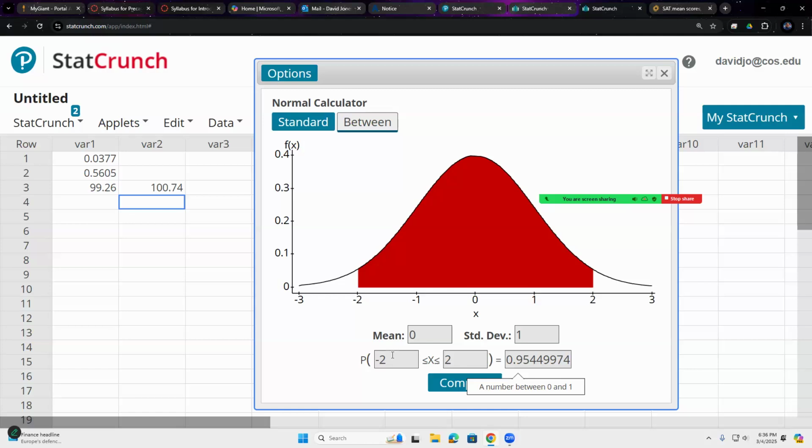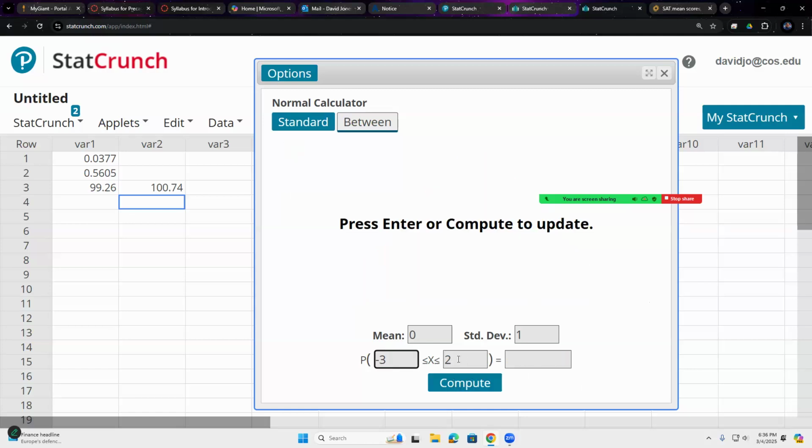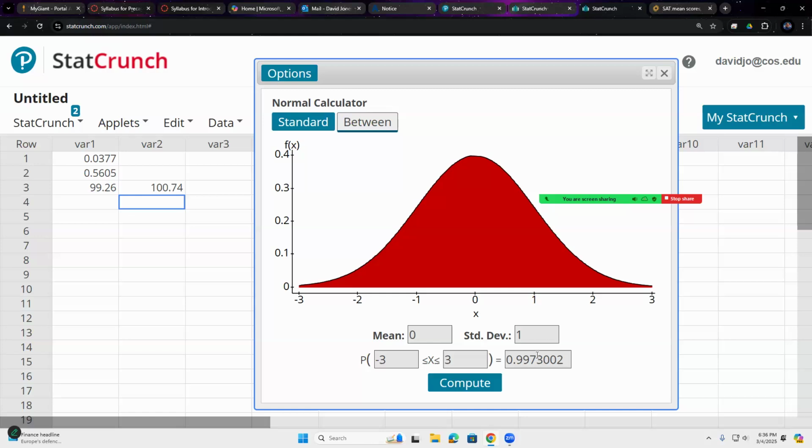And if we did 99.7, which 3 deviations should be 99.7, well, it's close to 99.7, but it's a little bit more, not much more. The 95% one is the one that's off the most.